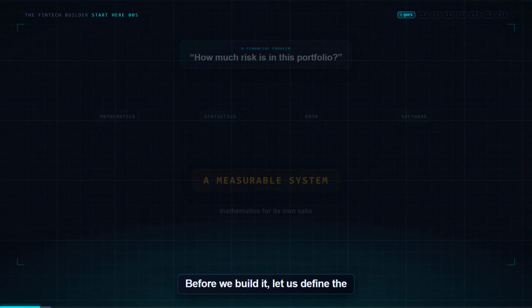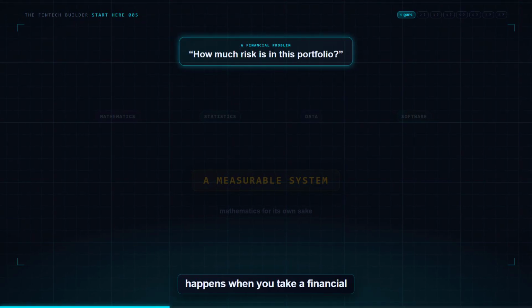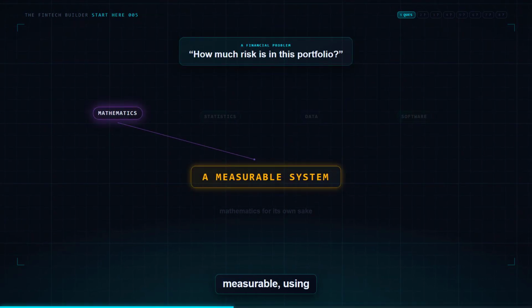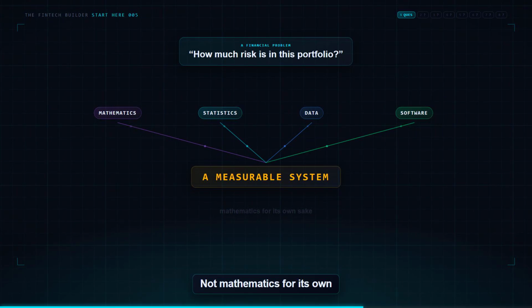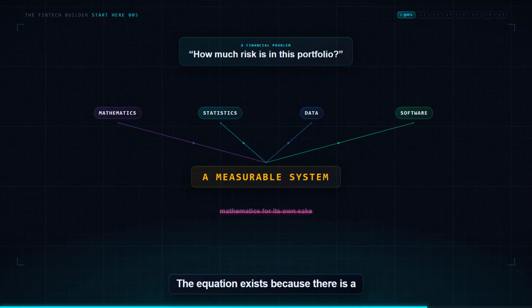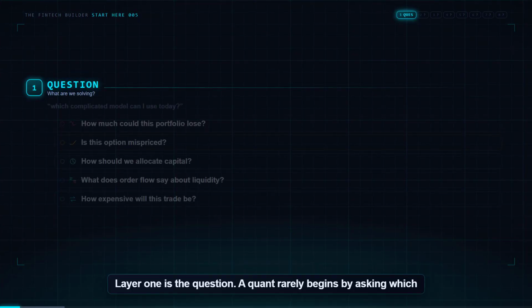Before we build it, let us define the field. Quantitative finance is what happens when you take a financial problem and make it measurable, using mathematics, statistics, data, and software, not mathematics for its own sake. The equation exists because there is a financial question underneath it. Layer 1 is the question.